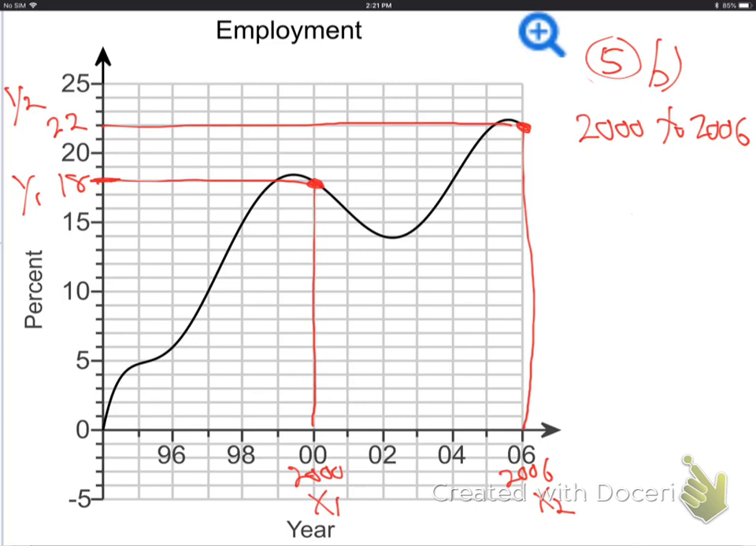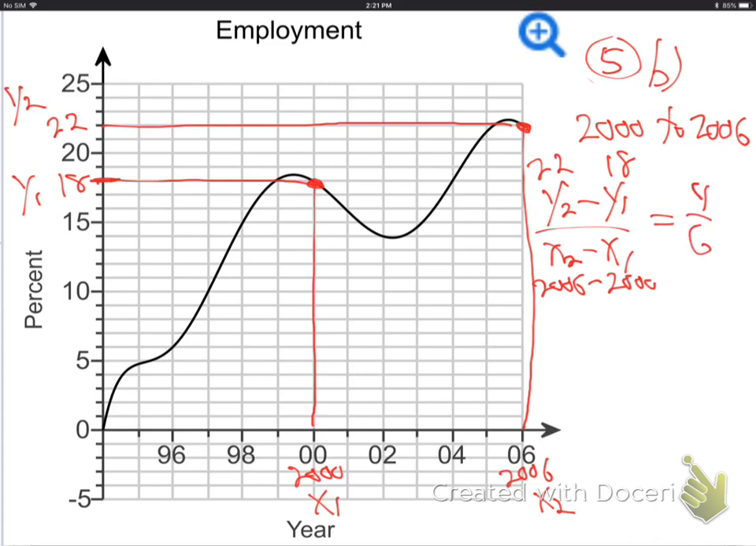Making sense? So you get that? So y2 minus y1 over x2 minus x1, slope, average rate of change. So it's going to be what? 22 minus 18 over 2006 minus 2000. So what is that? That's 4 over 6. I guess we could reduce that to be 2/3, huh? Or do they want a decimal? What do they want? I don't even remember. Let's go see what they want.